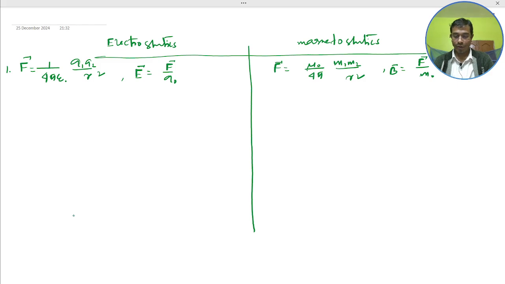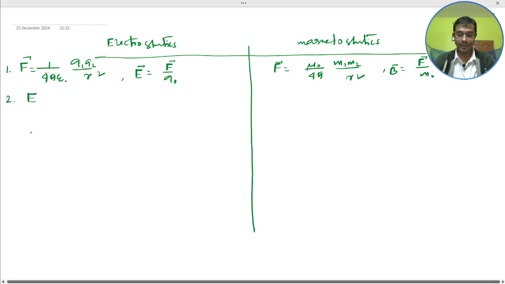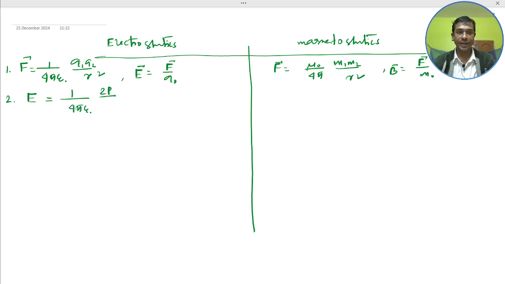So for an axial line, here the electric field for the axial line is 1 by 4 pi epsilon naught 2p by d cube, and here this would be the B for axial: B_A would become mu naught by 4 pi 2m by d cube.